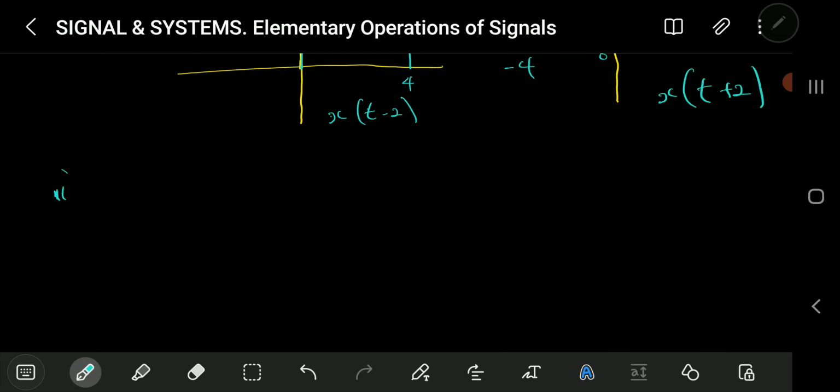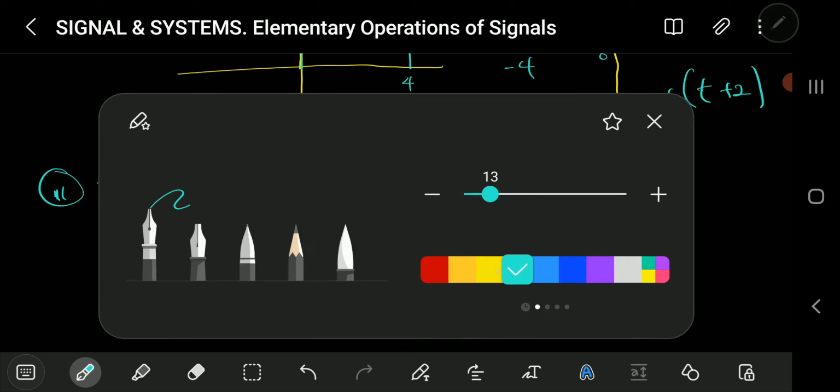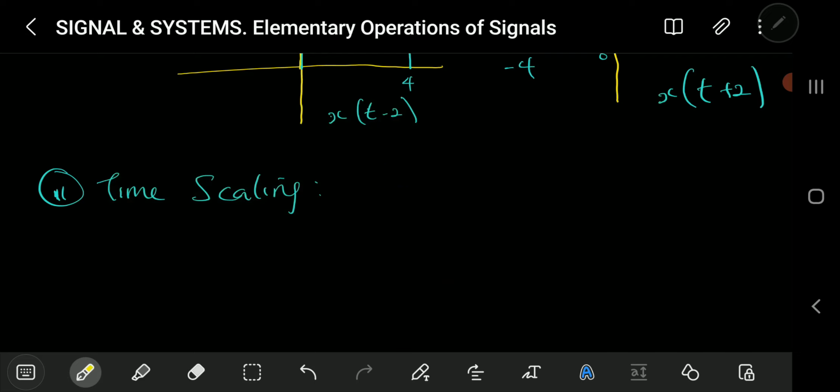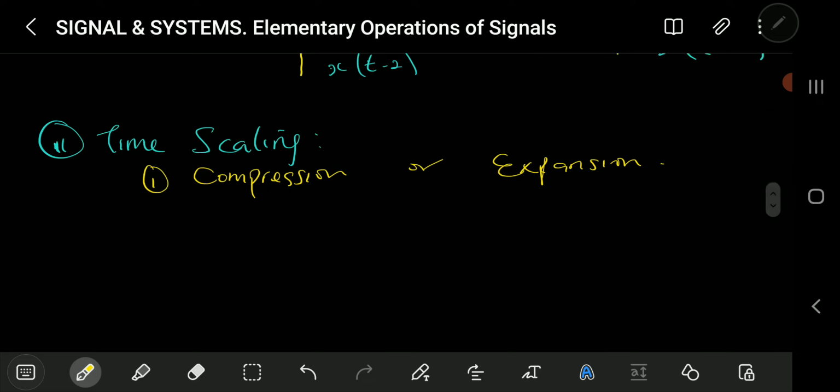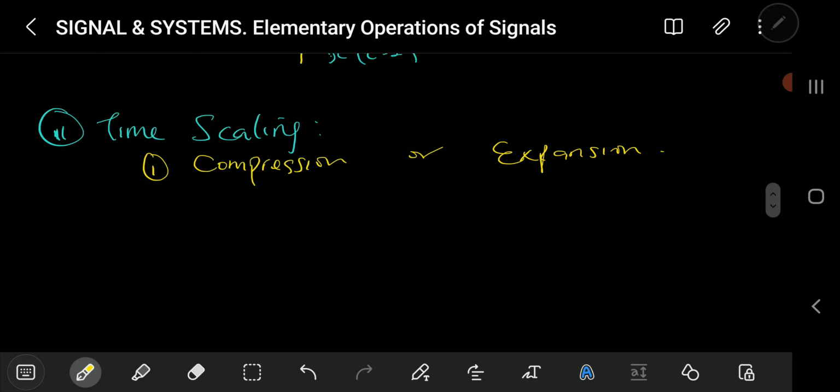All right. So that's the second one. Time scaling. So basically, time scaling is of two types. Number one, we can either have compression or expansion. That's a compression or expansion of the signal. All right, so now let me use this example to illustrate what time scaling is all about.